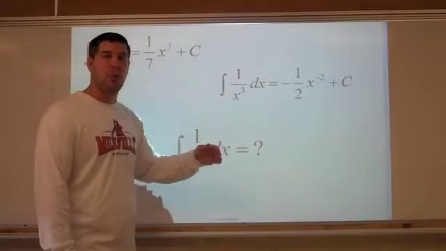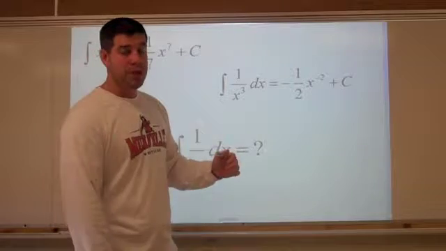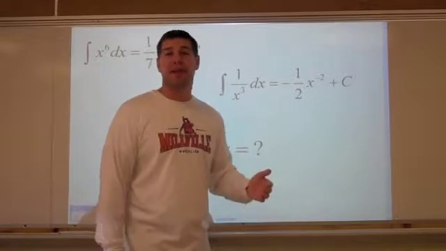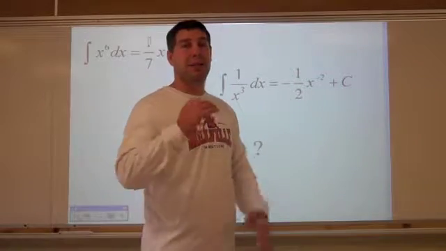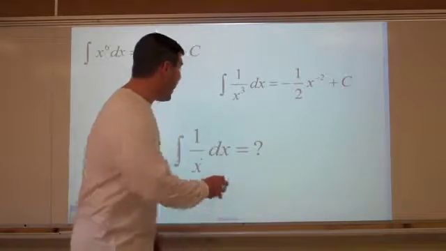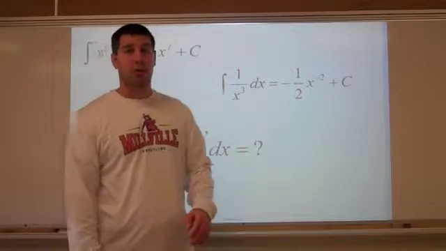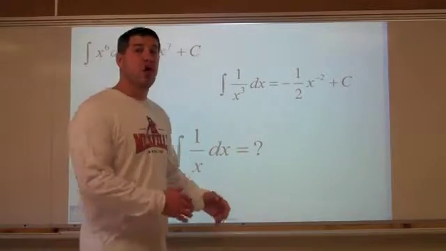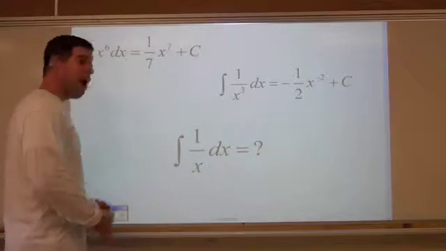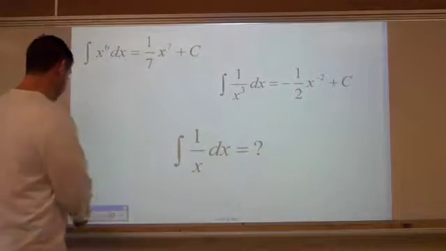So this is x to the negative 1. Well, you add a power, so it's x to the 0, divide by the new power, so we get x to the 0 over 0. Well, there you have a problem because the denominator is 0. So we can't use the general power rule to antiderive x to the negative 1 or 1 over x. So now we're going to be able to antiderive using the natural log rules.